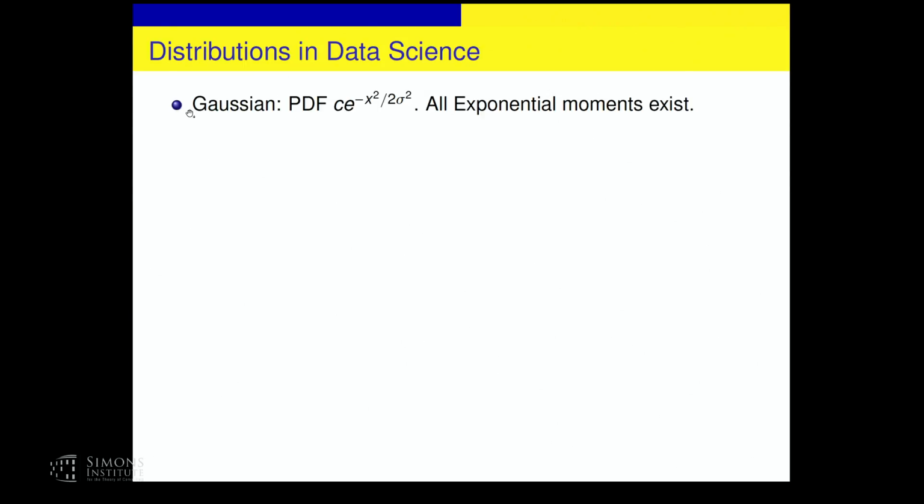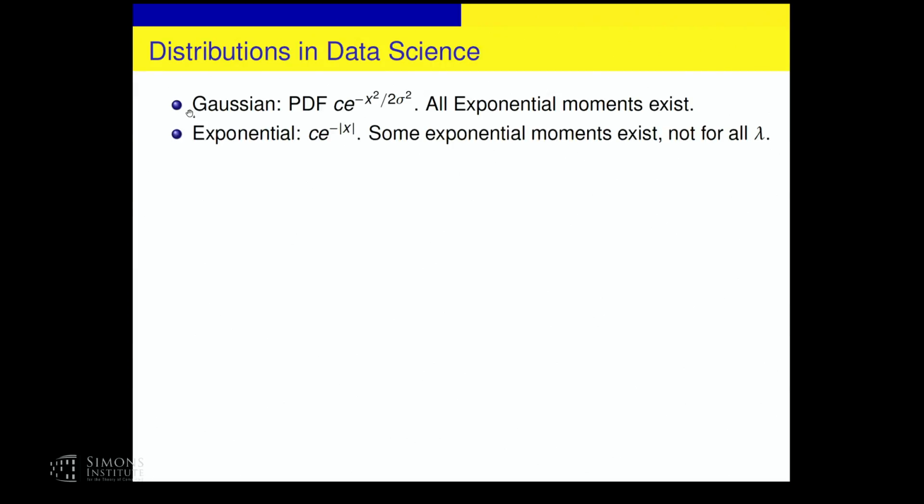Let's look at some distributions in data science or any field. Gaussian, of course, comes all over the place. The Gaussian density does have all exponential moments because you have x squared fall off there, and e to the lambda x is fine for any positive lambda. Now consider exponential moments for a density on positive and negative x, where c is a normalizing constant.